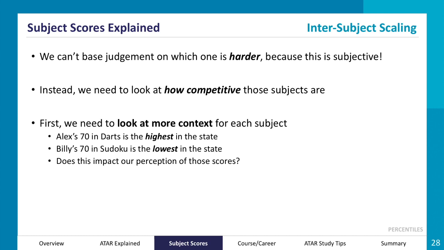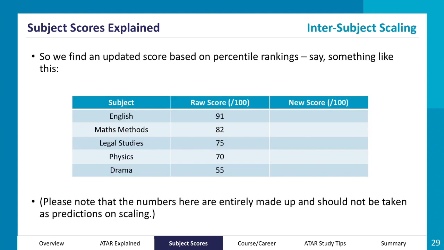It's the lowest in the entire state. And all of a sudden, it doesn't seem fair or just to award both of them 70 when one ranked really, really highly and the other one ranked really, really lowly. Right? So we need some other kind of system in place. And to do that, we can find something called percentile rankings. So essentially, we take a raw score from a subject and see where that places you in context of everybody else studying that subject in the state.